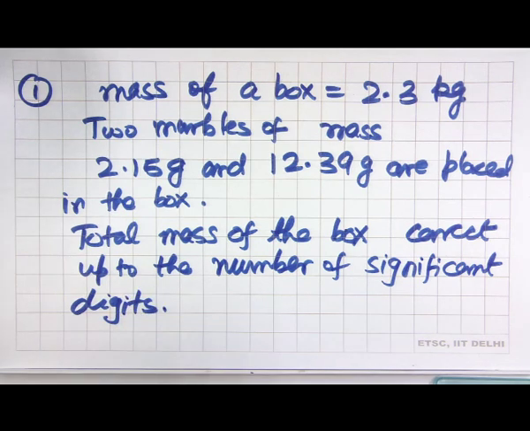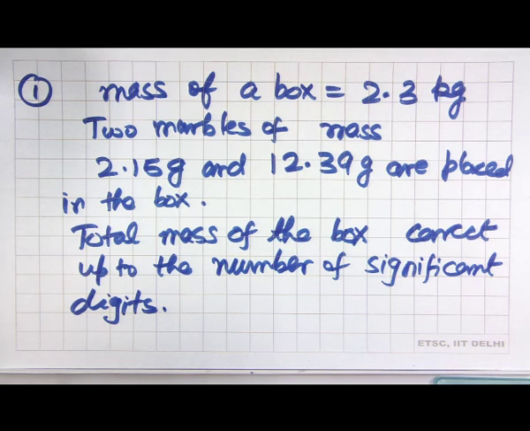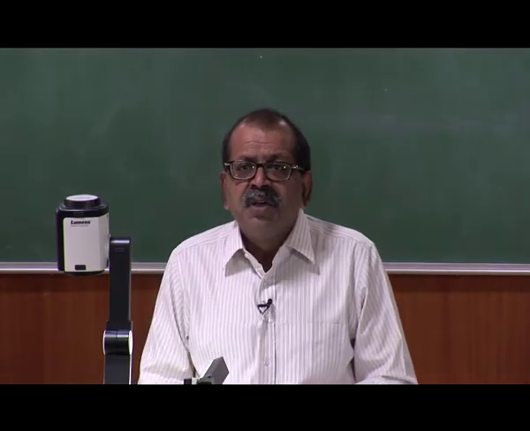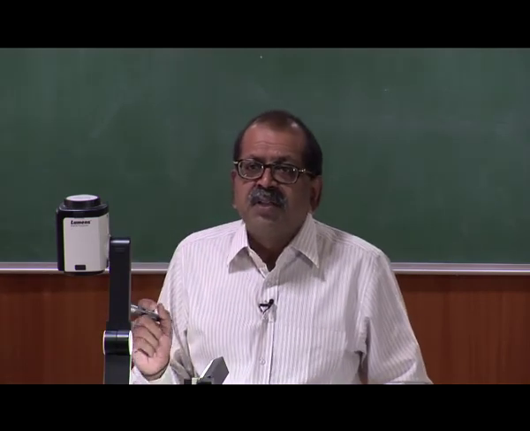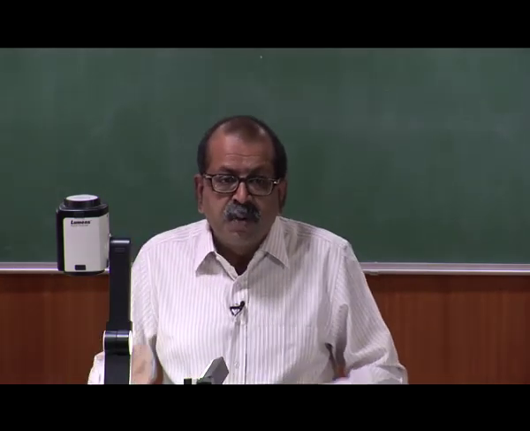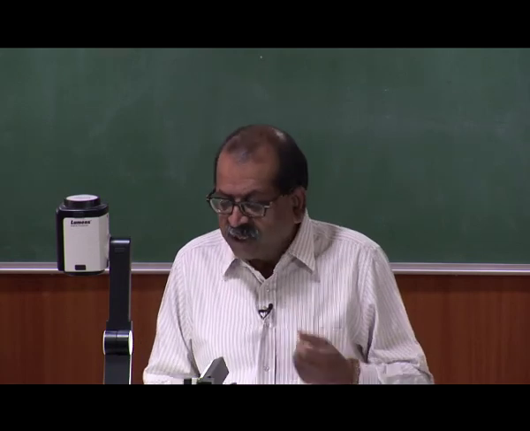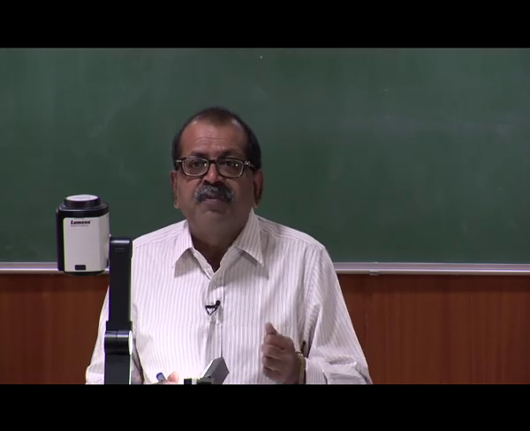In a problem like this, we have to look at all the individual quantities and find the number of significant digits in each of these, and use the rules which we have seen. If I repeat them, if we are adding or subtracting quantities, then we go to the number of decimal places in the least accurate measurement, the one with the least number of decimal places, and the final answer has to be put in terms of that many decimal places. Whereas, if we are using multiplication or division, then we count the number of significant digits.